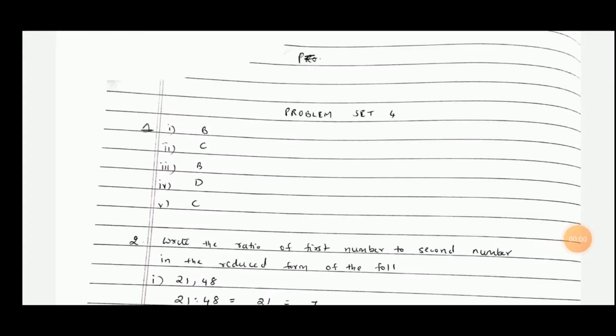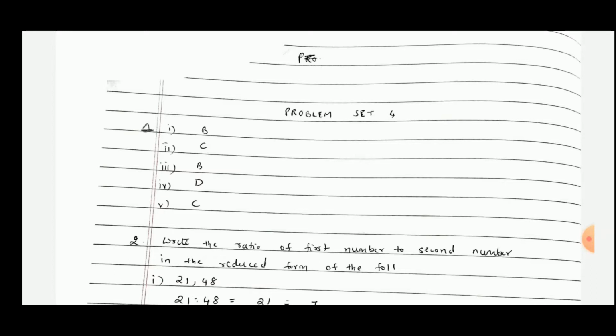For now, question number 1. Select the appropriate alternative for the following answers. 6 is to 5 is equal to y is to 20. Then what will be the value of y? Value of y, just cross multiply, and value of y will be equal to 24.